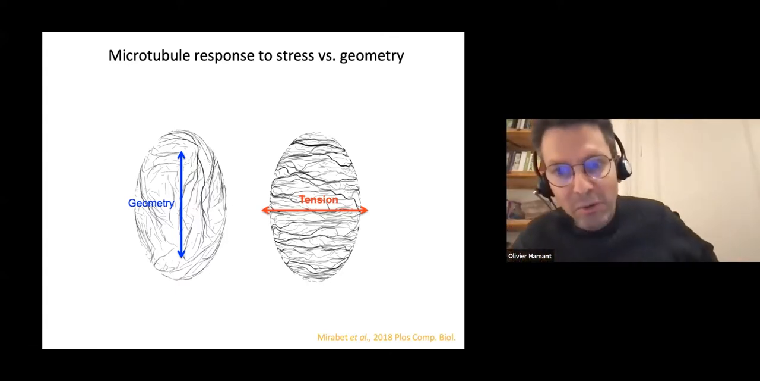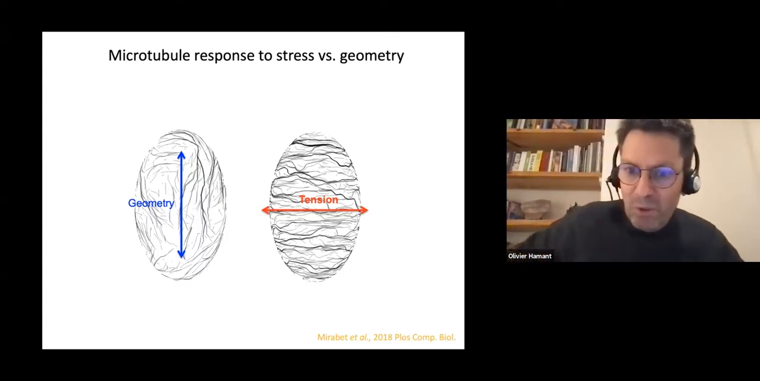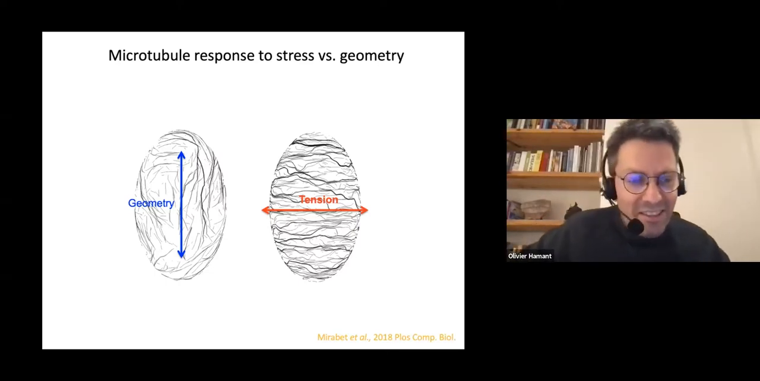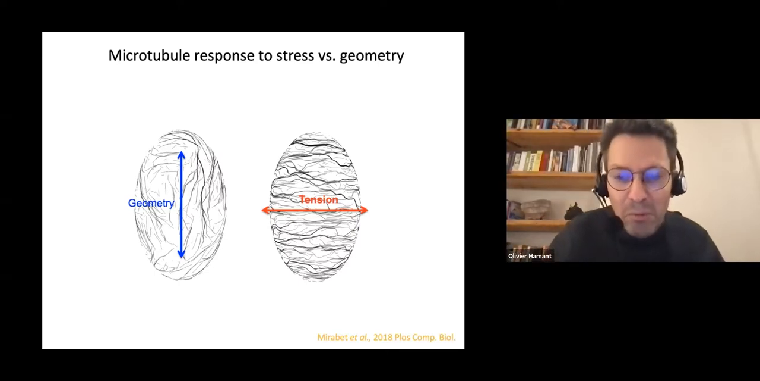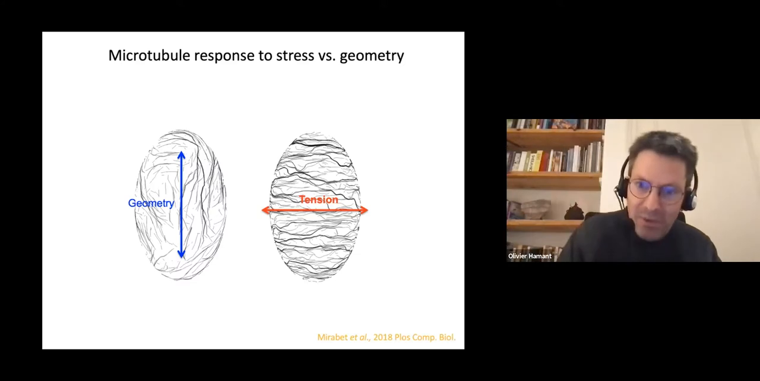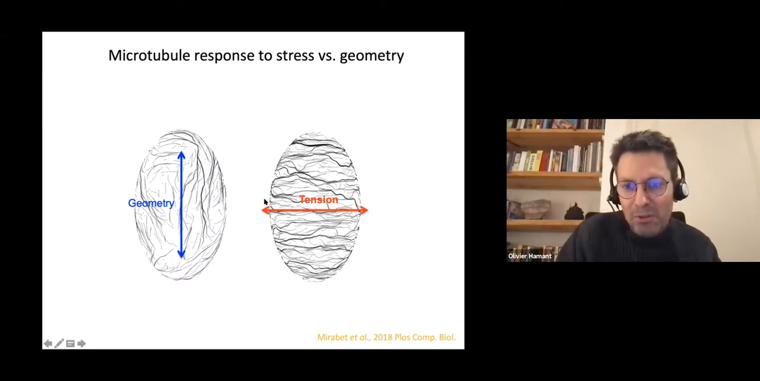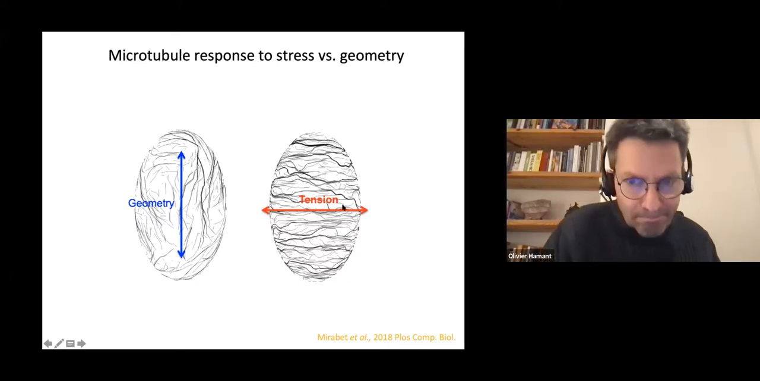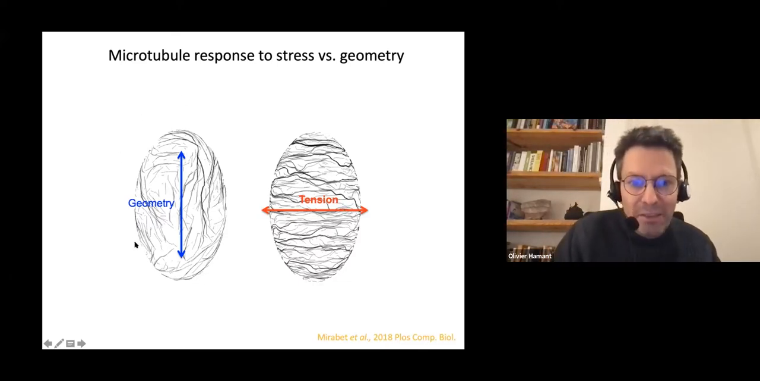And this is well demonstrated in engineering. You can also think of a sausage on the barbecue. That's always the example I take. If you put a sausage on the barbecue, it opens lengthwise. That means that tension is stronger along the maximal curvature, so along this axis. So you see that the by default microtubule orientation is longitudinal. And here you see that if microtubules align with tension, they should be transverse. So there is a contradiction.